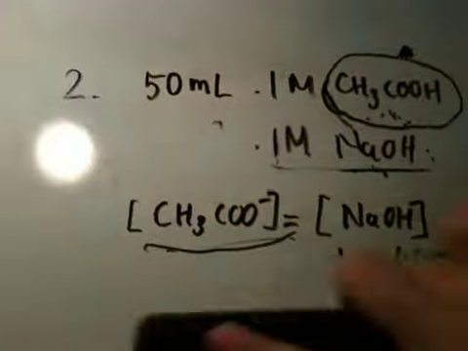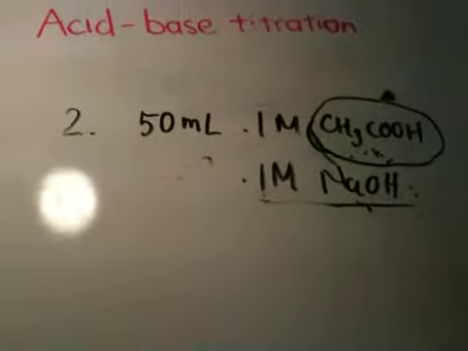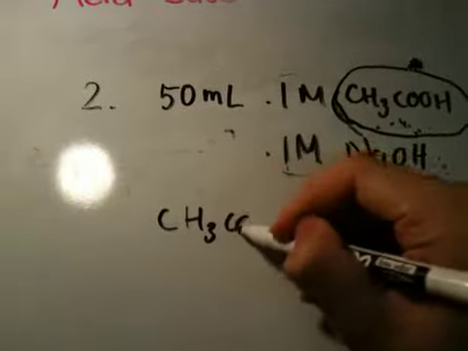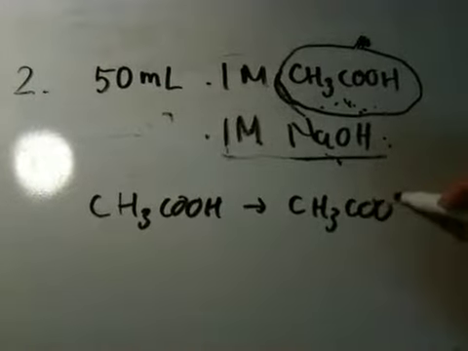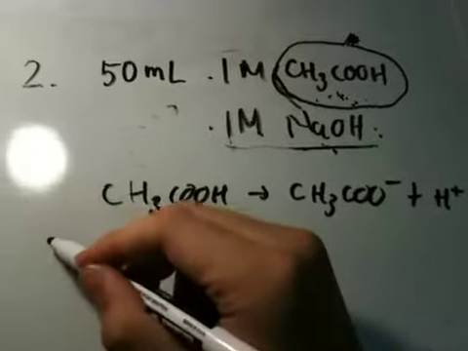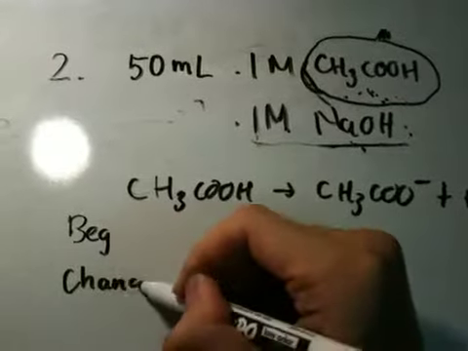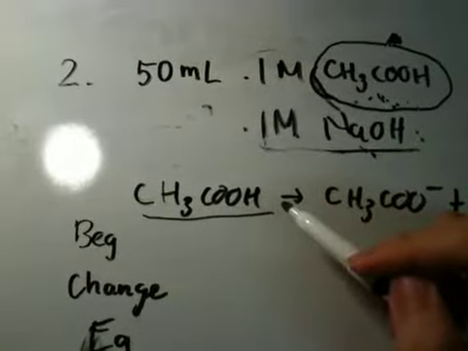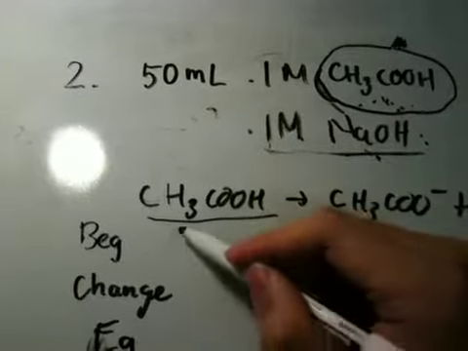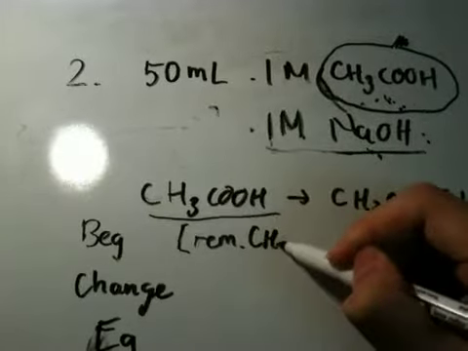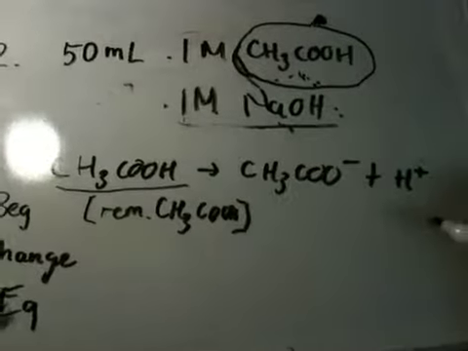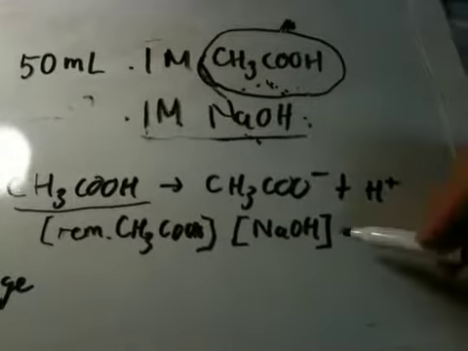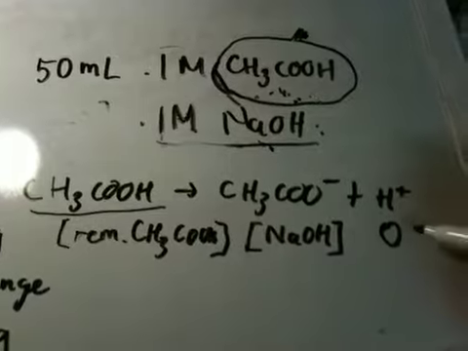I know it's nasty, but what we want to do is, again, set up the ICE box, which you already did, and I'm just gonna write this down: CH3COOH, CH3COO minus plus hydrogen ion, and beginning, change, and equivalence point. Now some of this has already been neutralized by this, so we must find the concentration of the remaining acid. I'm gonna calculate that out, but you get the idea. And this we already found, which is the concentration of the base. And this we don't know yet.